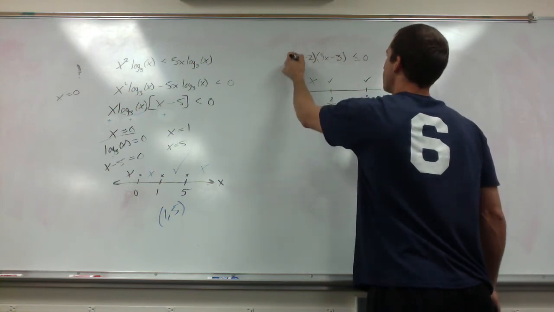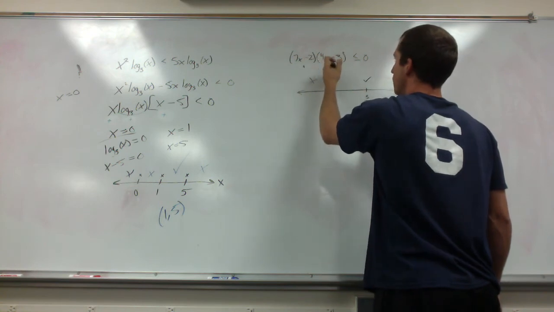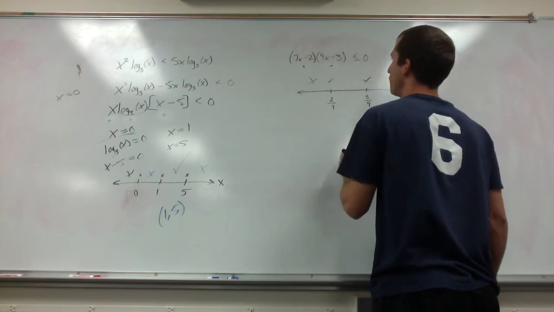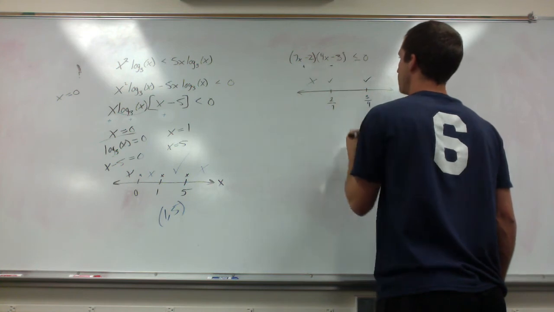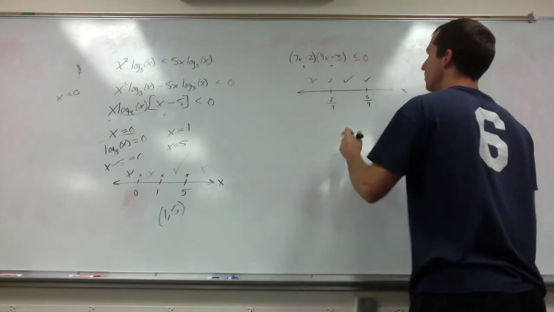Yes, 7. Yeah, that'd be positive. 4 times a half gets you 2. 2 minus 3, that's negative. Positive times a negative is negative, which is less than or equal to 0. That's a good one.